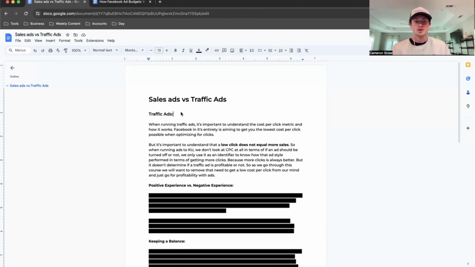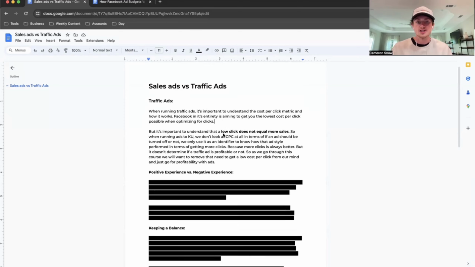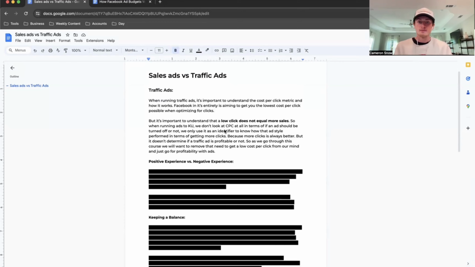So getting into it, when it comes to running traffic ads, it's important to understand that the cost per click metric is purely going to aim to get you the lowest cost per click. So it's just aiming to maximize the most clicks you can possibly get with traffic ads. That means that if your ad is something very clickbaity, it's going to get a lot of clicks, but that's not necessarily going to translate into sales. And we're going to get into that in just a sec. So it's important to remember that low cost per click does not equal more sales.